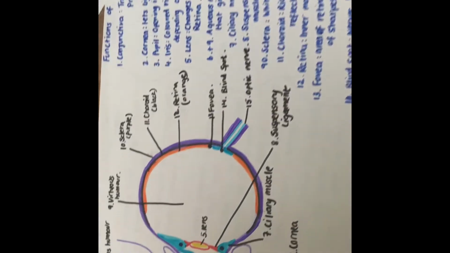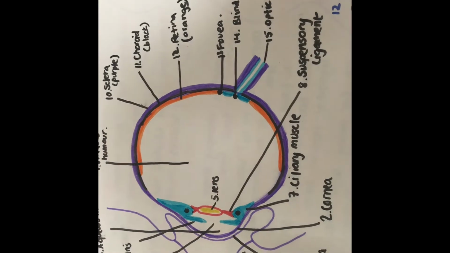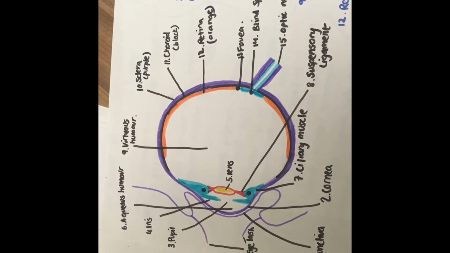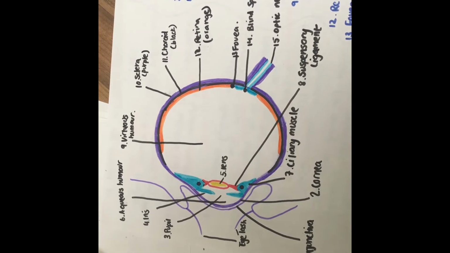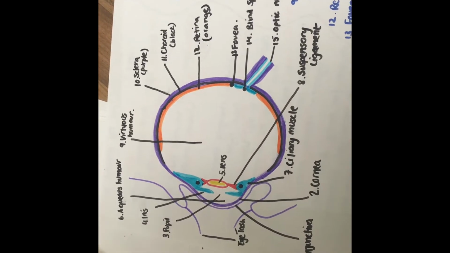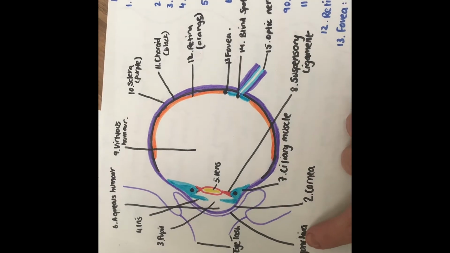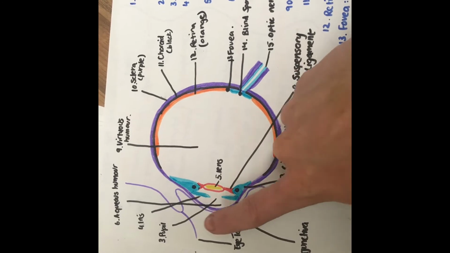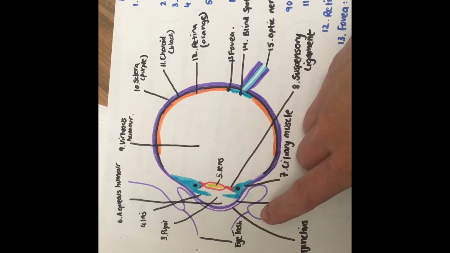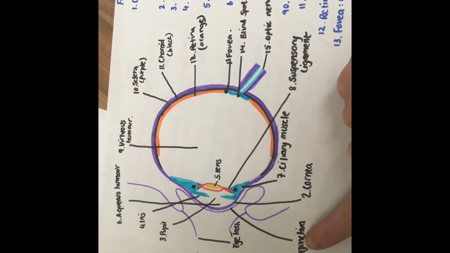Okay, so let's take a closer look at the eye and all of the parts to it. So I hope you can see this. I've numbered all of them 1 to 15, and then I'm going to go through 1 to 15 for the functions of the eye, okay? So number 1 is the conjunctiva here. This is a thin layer that sits on the front of your eye. It's a transparent membrane, and it's there to protect the eye, which is called the conjunctiva.